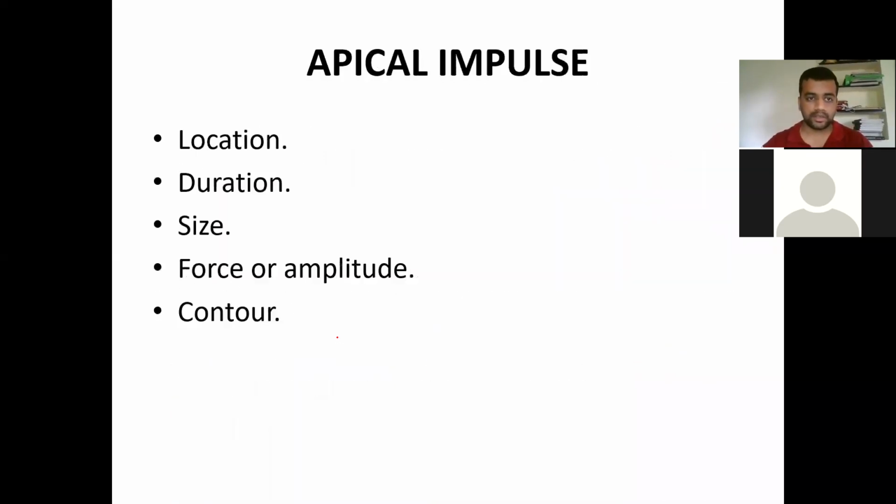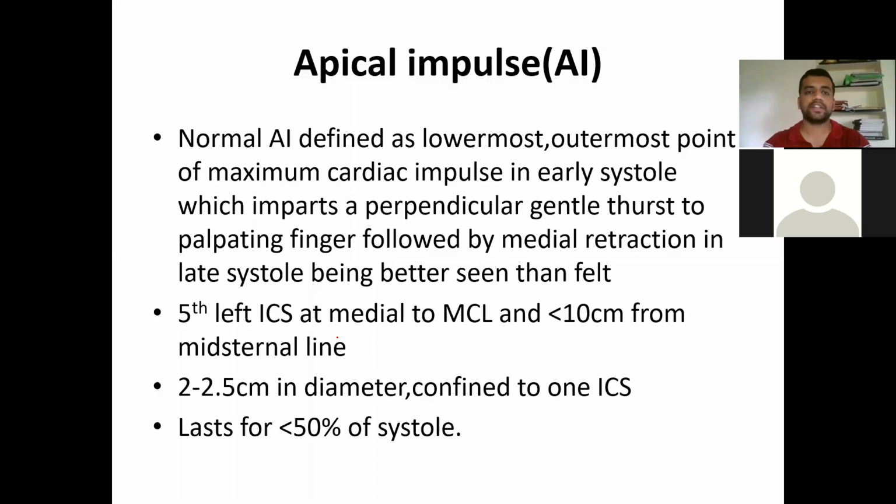Before we go for the apical impulse, first we'll go for the definition. The normal apical impulse is defined as the lowermost, outermost point of maximum cardiac impulse in early systole, which imparts a perpendicular thrust to the palpating finger, which is very gentle, and then is followed by medial retraction in late systole, which is better seen than felt.